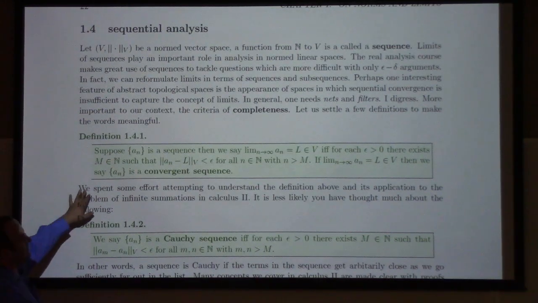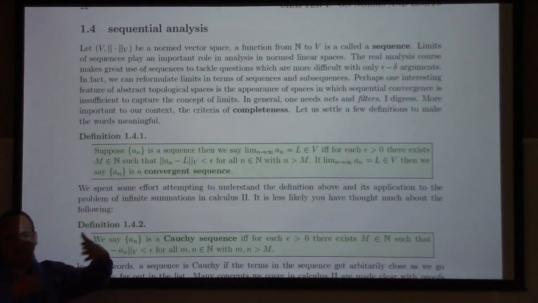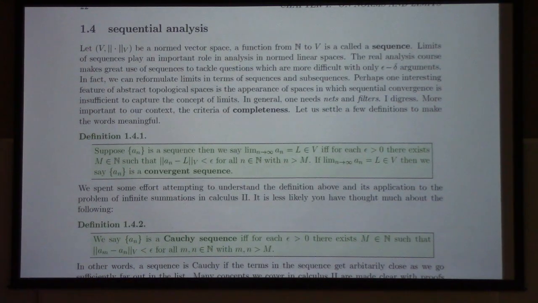So you guys remember what the definition for a sequence was? It's a function from the natural numbers to whatever you're looking at, right? So you can think of it as a list of vectors. And then we can talk about what it means for the limit as n goes to infinity of a sub n to be equal to L, right? What does it mean?